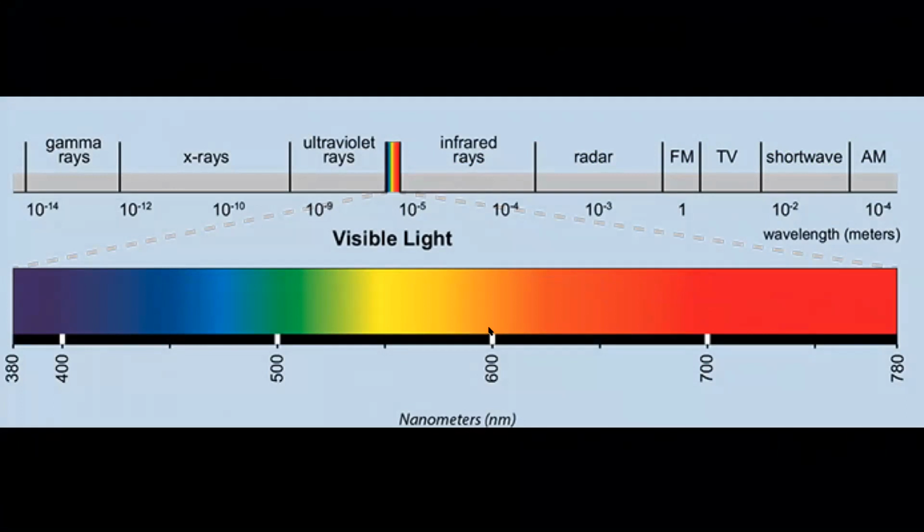So with light source, we have a whole range of lights: X-rays, ultraviolet, and then we have the visible light. And this is what we can see. This little spectrum here, spread out, is what we can see. It goes from purple, blue, green, yellow, orange, red, and so on.